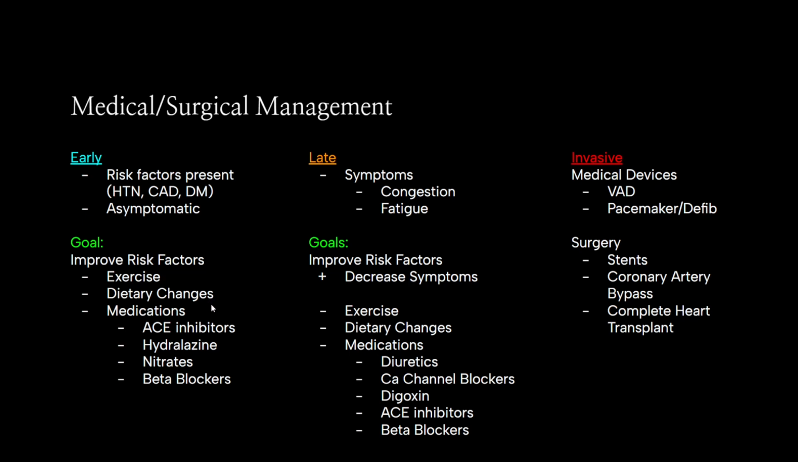Then we have medications. So we have our ACE inhibitors. They're vasodilators that are going to decrease our blood pressure. We have hydralazine, which is going to act on arteries to decrease our blood pressure. Nitrates act on veins to decrease our preload. And then our beta blockers, which are going to inhibit the sympathetic nervous system, decrease our heart rate, and decrease our pumping force.